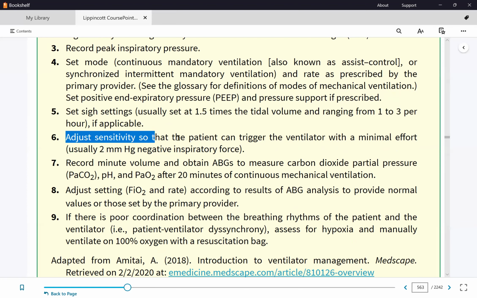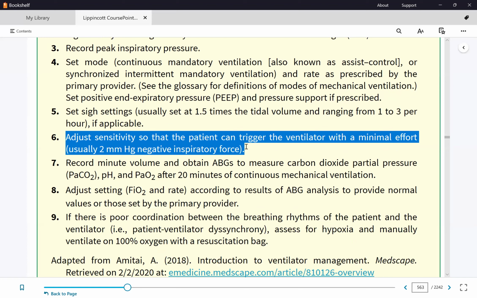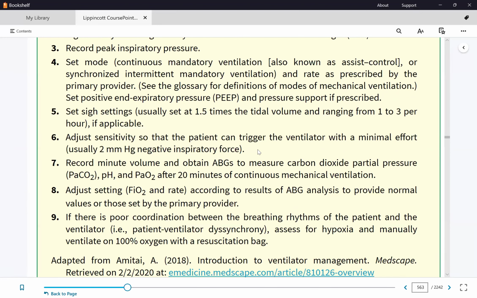Okay. Sensitivity. Now, the sensitivity is also called the trigger. Now, the vent has to know, when do I deliver a breath? Okay, so you have to tell the vent when to deliver a breath. So the sensitivity, therefore, is a negative pressure, because when we breathe, no problem if the mode is control. Control mode means the ventilator is in charge 100%. It gives a breath, doesn't care about the patient. Okay, that's a control mode.